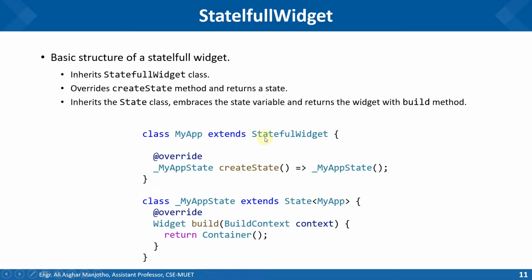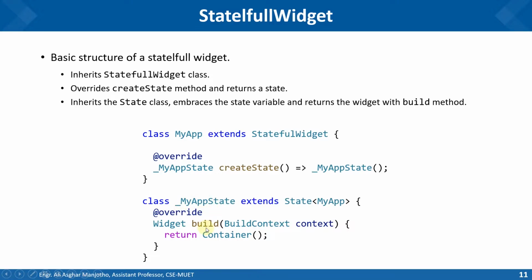As we can see here, StatefulWidget is a class, and our Flutter application creates a class which extends from the StatefulWidget. As we have seen, a stateless widget can be created with just a single class. But in case of a stateful widget, we have to provide two classes. One class will extend from the StatefulWidget, where we create a particular state, and the second class will extend from the State class, and the state will be maintained within this class.